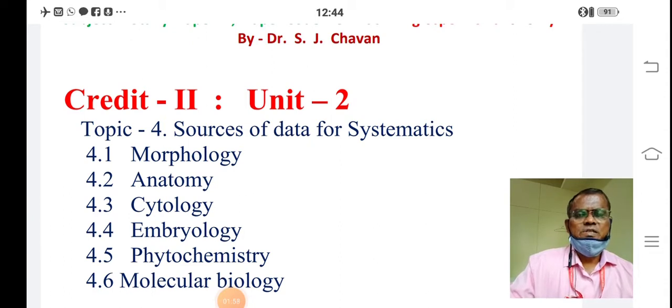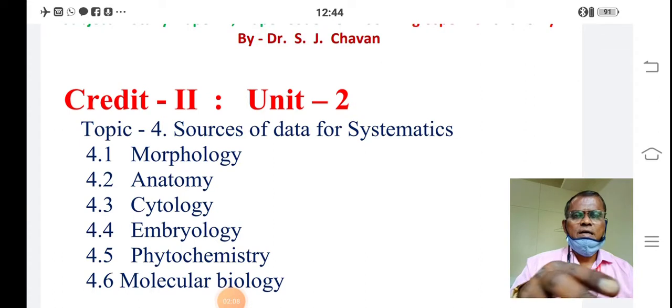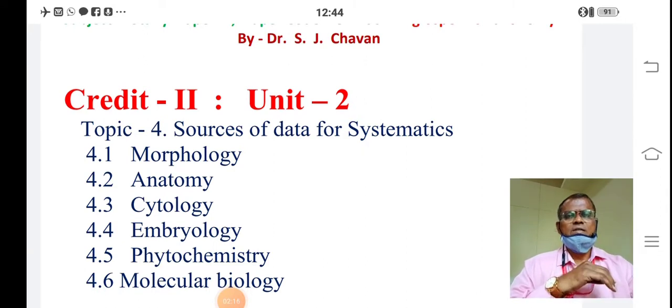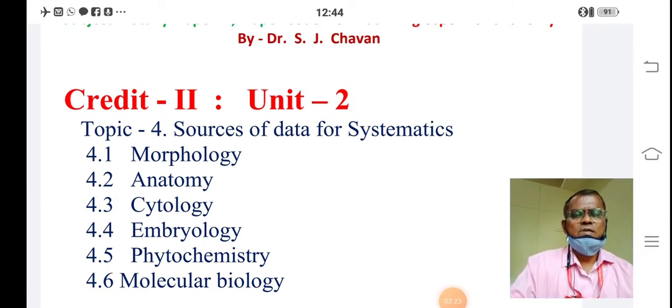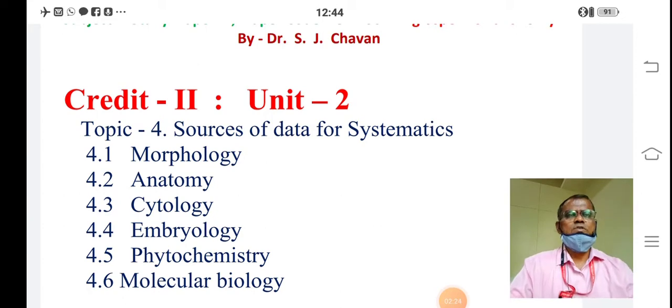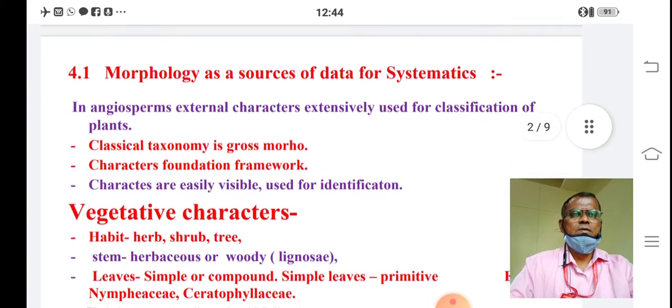Then phytochemistry. Phytochemistry means the chemical contents in the plants and what the references are. I think many references are there, but we have to consider some of the good examples which are generally referred. And next, molecular biology. Nowadays molecular biology is important generally in the study of plants. So we will see one by one. Please give attention to this.